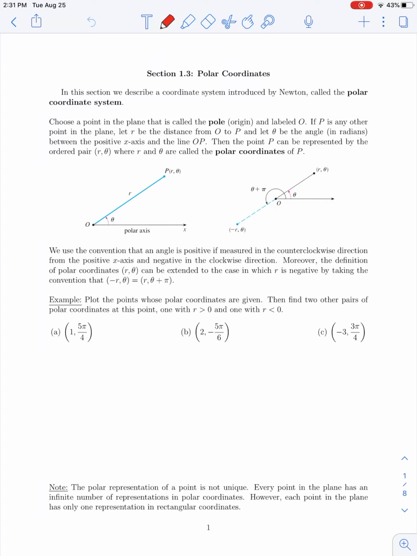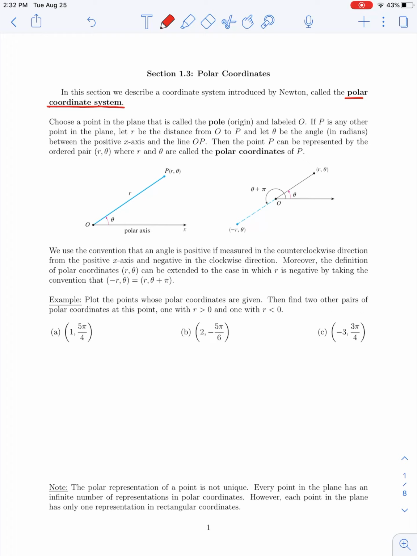Okay, in this lecture we're going to discuss the first part of our section 1.3 material on polar coordinates. Within this section we're going to describe a coordinate system which was introduced by Newton, which is called the polar coordinate system. And it gives us another way to represent points in the plane that's different from the rectangular or Cartesian coordinate system.